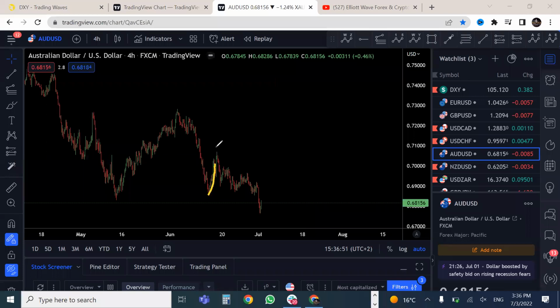So this could be an expanding flat. We've got this one up here. It can be a running flat or an expanding flat, depending on the structure that it plays.